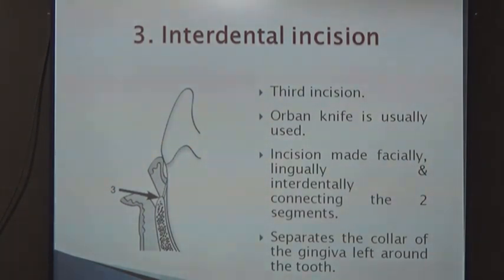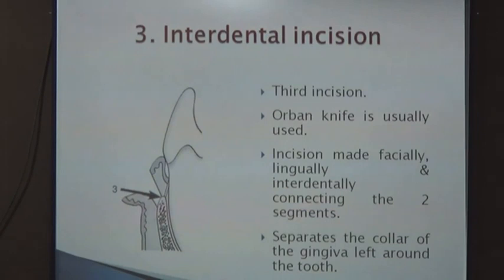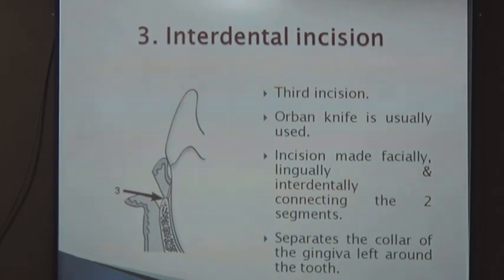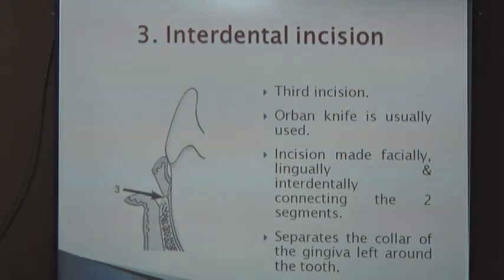Interdental. This is the third incision. So the first incision is the internal bevel, the second is clavicular or sulcular, the third is the interdental incision. Here the Orban knife is used. The incision is made facially and lingually and interdentally, connecting the two segments and separating the collar of the gingiva around the tooth. Okay, this third incision you will understand well. Correct? Interdental.